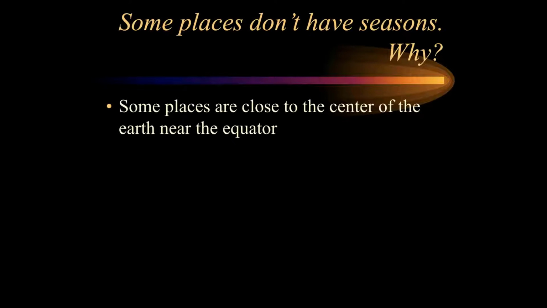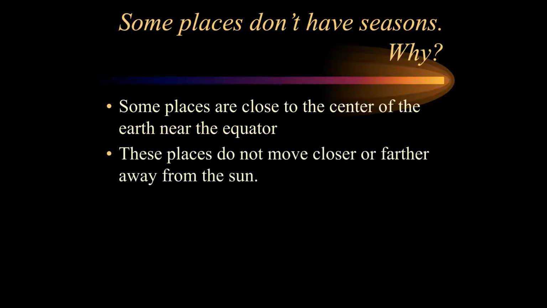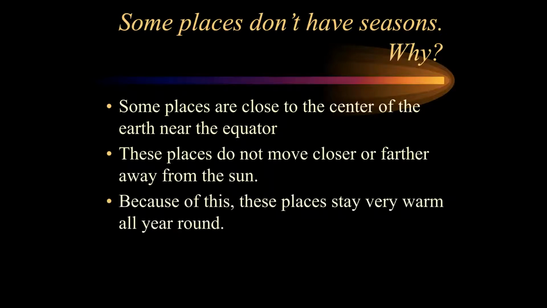Some places are close to the center of our Earth, near the equator. Now that word equator describes a very special line that separates the top half from the bottom half of our planet. It's an imaginary line that says that's the top half, that's the bottom half. Locations that are close to that equator don't really tilt that much. So guess what happens? They really don't have a season. That's because these places do not move closer or further away from the sun. They basically stay the same distance. Because of this, these places stay very warm all year round.